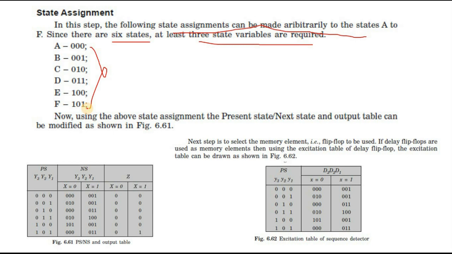Now using the above state assignment, the present state, next state and output can be modified. So the present states are 0 0 0 1 1 0 1. These are all the present states. Based on the present state, the next state will be y3, y2, y1 for x equal to 0 and x equal to 1. So 0 0 is the present state, and the next state will be 0 0 1, and 101 will be the next state.